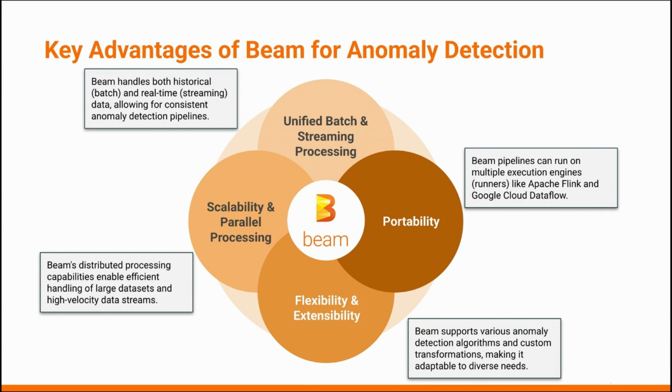Third, Beam supports a wide range of anomaly detection algorithms and custom transformations. It can be tailored to meet different specific requirements. Last but not least, the anomaly detection pipeline you build can run on multiple execution runners like Apache Flink and Google Cloud Dataflow with minimal modification of code.